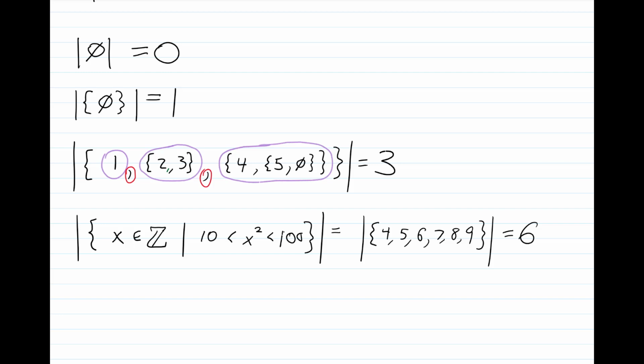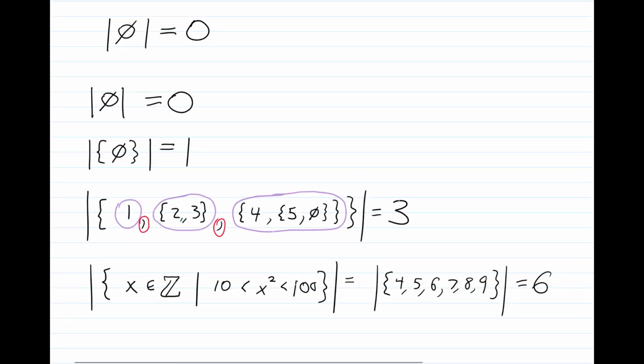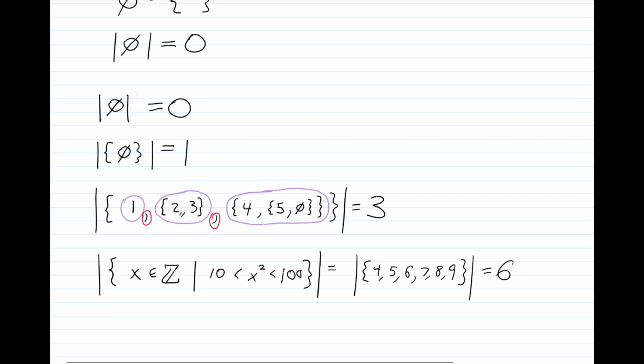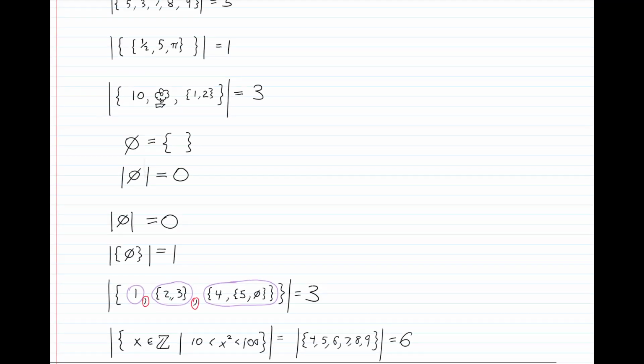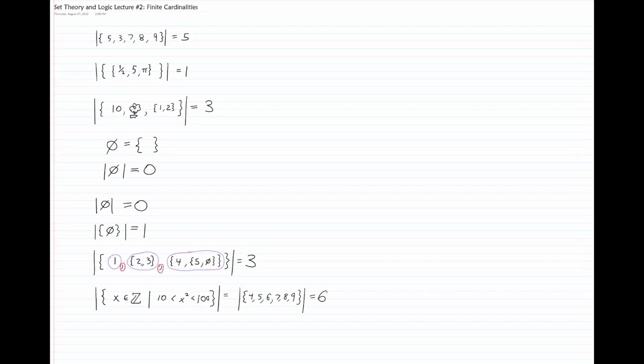So that's cardinality for finite sets. It's a counting problem. There's not a lot of really advanced mathematics involved here. It's just a matter of understanding how to count things that you see inside of a box, and especially just getting over that hurdle of sets inside of sets and how that is treated when you're trying to find the cardinality.